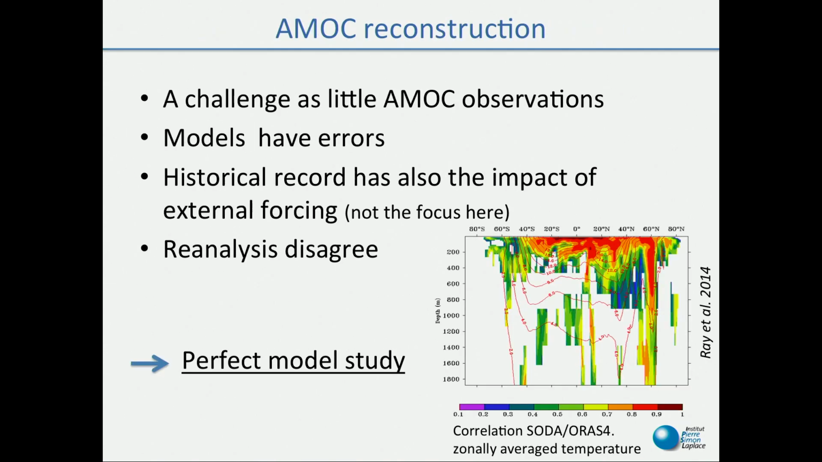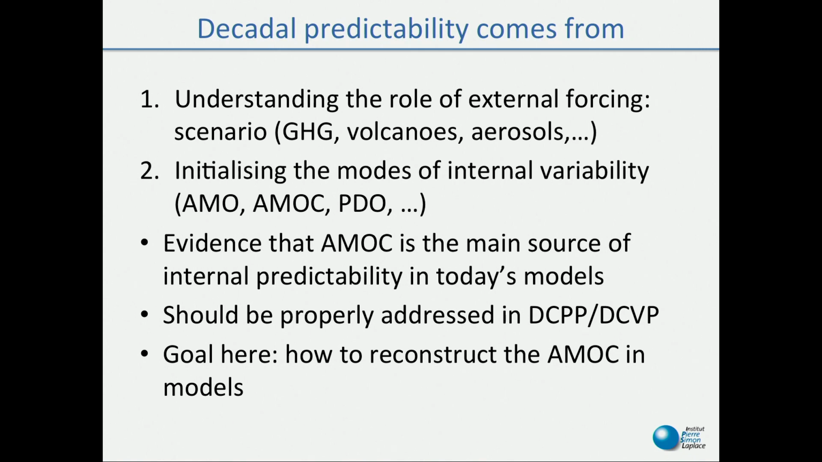Right. Oops, that's going too fast. Right, so these are things that for this audience are obvious. Decadal predictability comes from understanding the role of external forcing, but also initializing the modes of internal variability, so the whole zoo of them. I think what we see in the literature coming out after CMIP5 is that the AMOC is really the dominant and main source of internal predictability in today's decadal prediction systems.